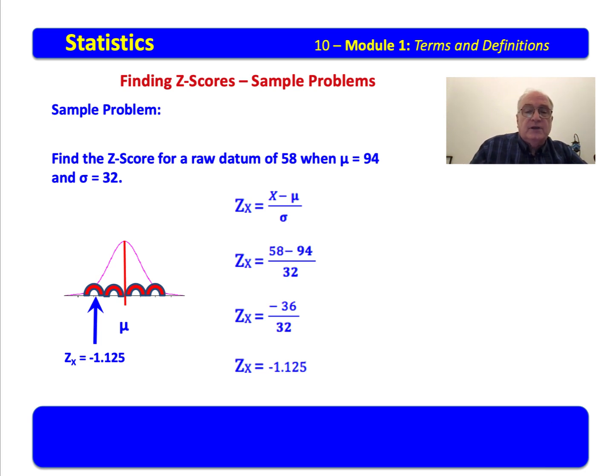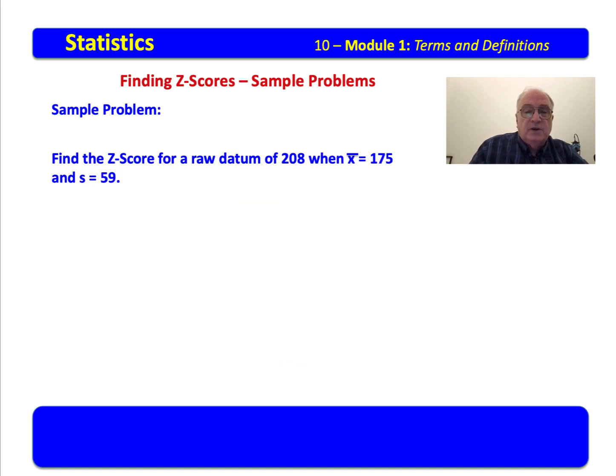That gives us something much better than just saying the number 58. We know how many standard deviations it is below the mean. Let's take another one. Find the z-score for a raw datum of 208 when x bar is 175 and the standard deviation is 59. We know that this is a sample because we have x bar and s. X bar is the mean of the sample. S is the standard deviation of the sample.